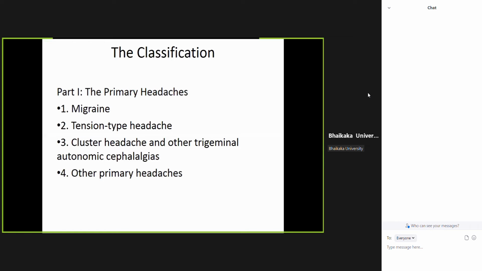There are mainly 3 headaches which are included under this category. First is migraine, then tension type of headache, and cluster headache. Out of these 3, migraine is the most common primary headache.